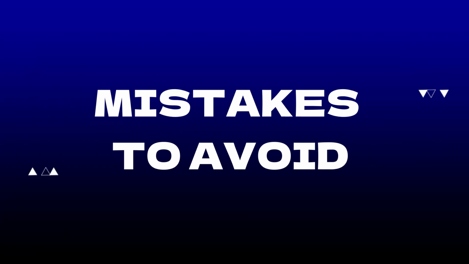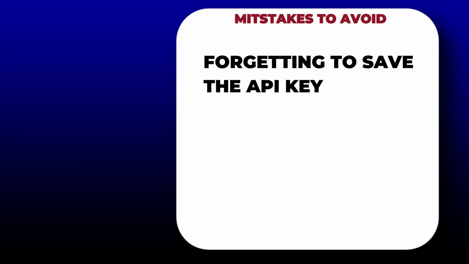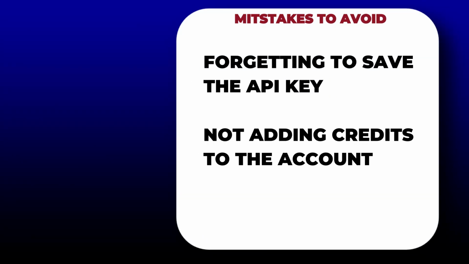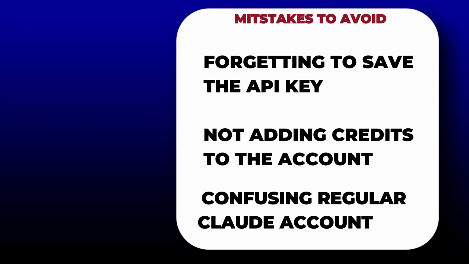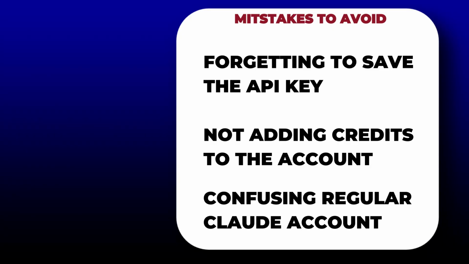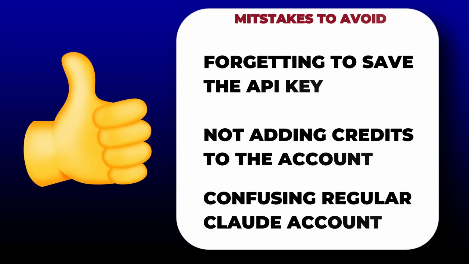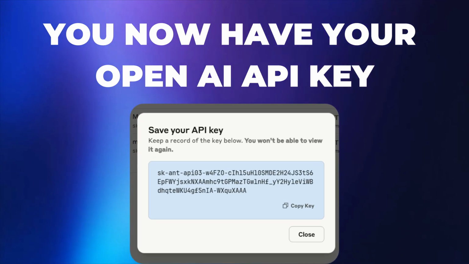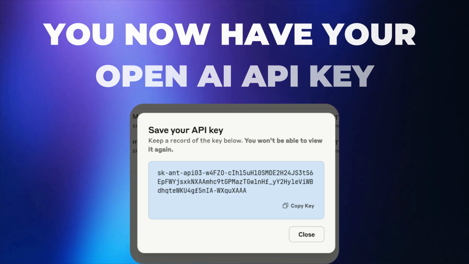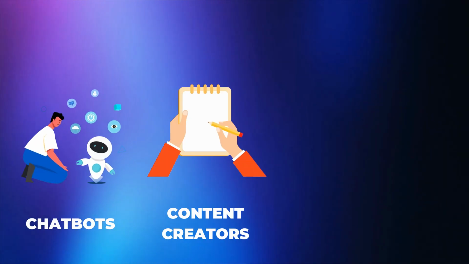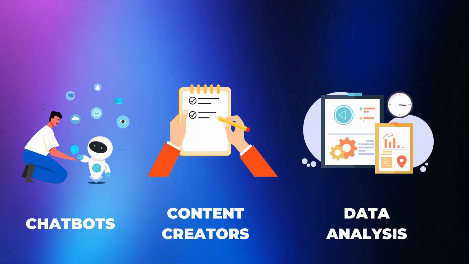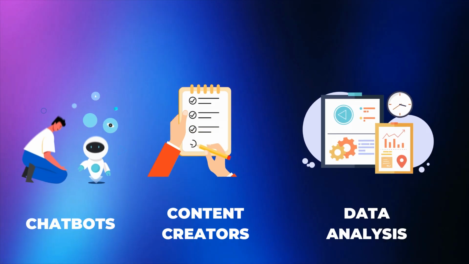The most common mistakes I see people make are not saving the API key immediately after generation, forgetting to add credits before trying to use the API, and confusing their regular Claude account with the developer console. Avoid these three issues and you'll be building with Claude in no time. And there you have it. Your Anthropic API key is ready to power your Claude-enabled projects. Whether you are building chatbots, content generators, or data analysis tools, you now have everything you need to get started.